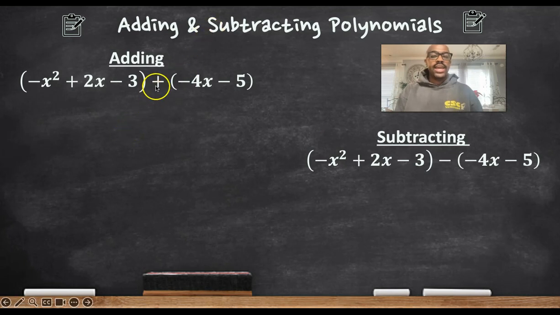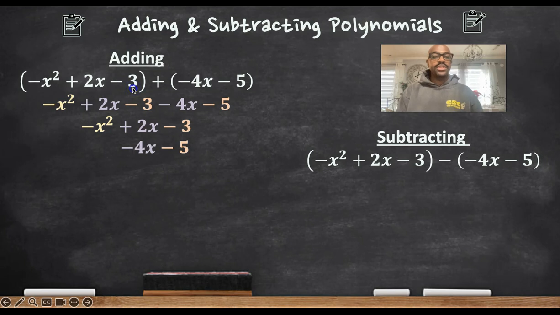All right. So if we're adding polynomials, we have negative x squared plus 2x minus 3. And now when we stack them, the negative 4x is going to go under 2x. The negative 5 goes under the negative 3, as you can see here. Make sure your like terms are lined up.